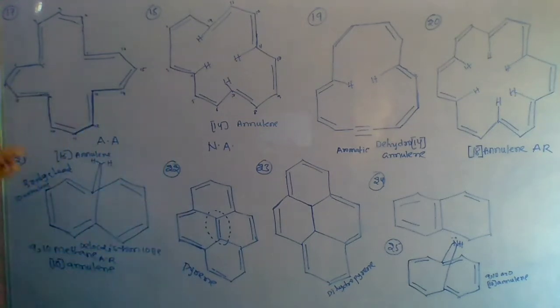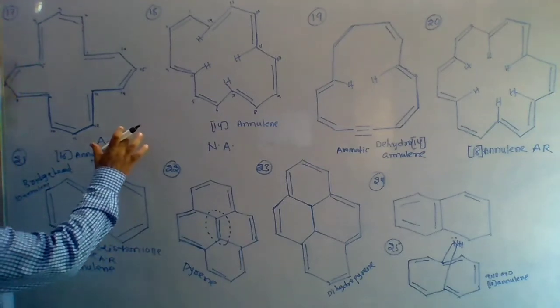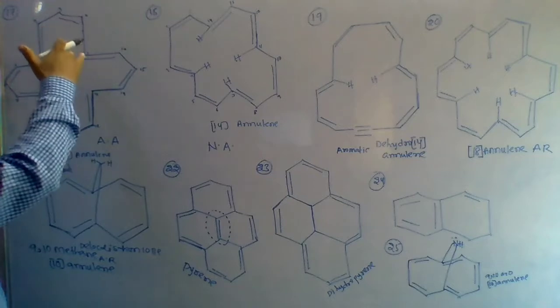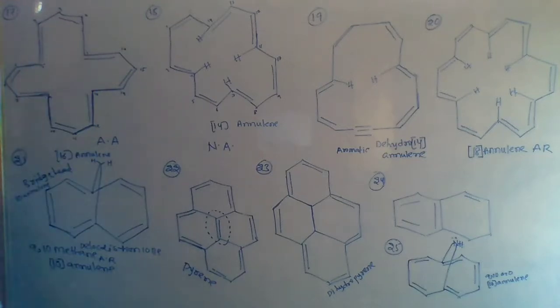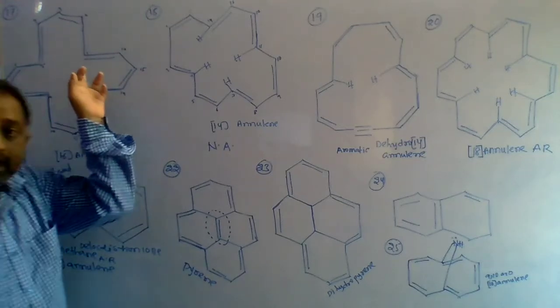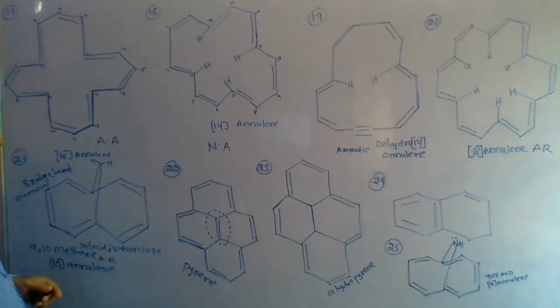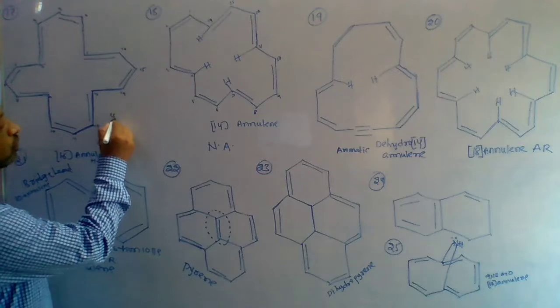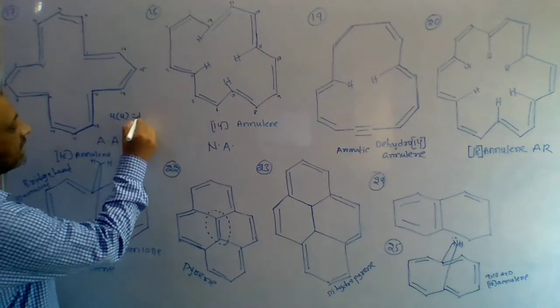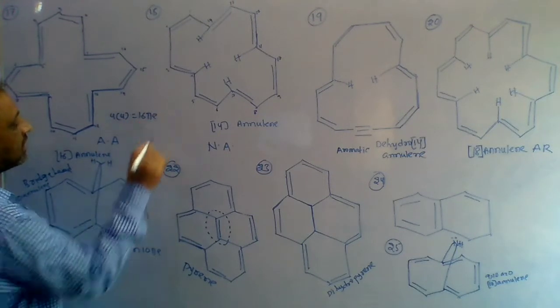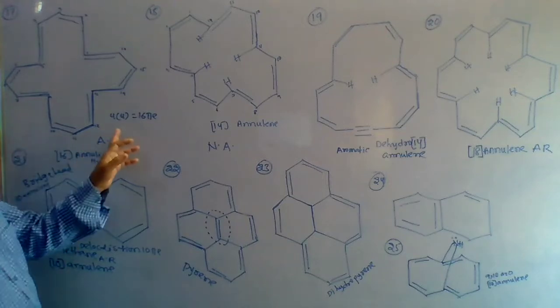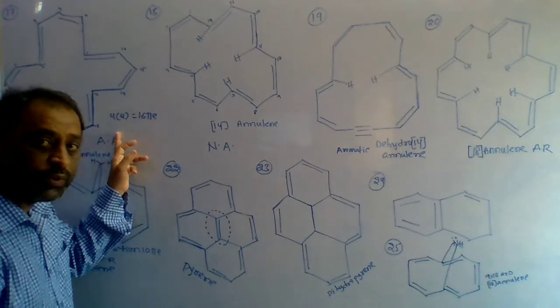Next example is 16 annulene. It is a cyclic hydrocarbon and a planar molecule. Complete conjugation is there. Here 16 pi electrons are involved in complete delocalization, which obeys the 4n rule, 4 into 4, that is equal to 16 pi electrons. Hence it is an anti-aromatic compound.